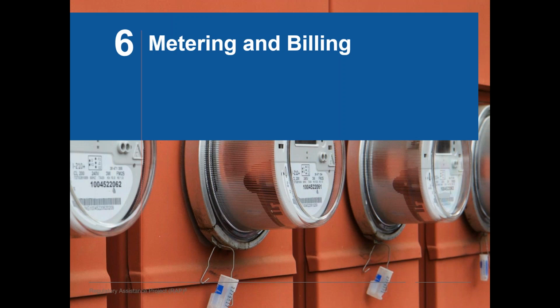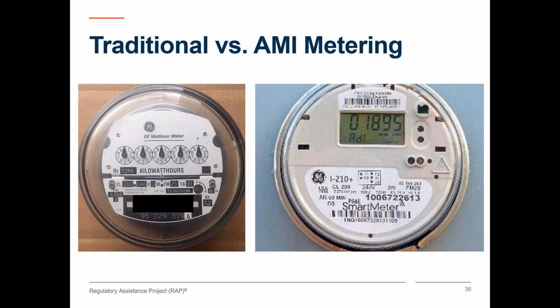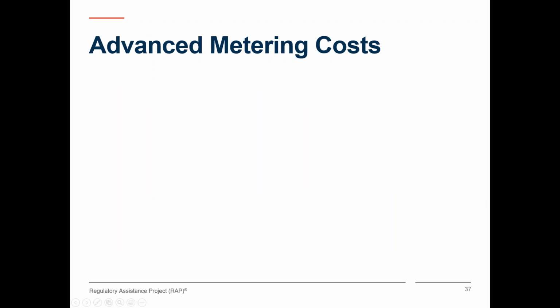metering and billing. Traditional analog meters, that on the left, are giving way to smart meters on the right. Over half of residential customers and nearly all large commercial and industrial customers now have some form of smart meters. They cost more than the analog meters they replaced. They do more, and we need to apportion that additional cost carefully.